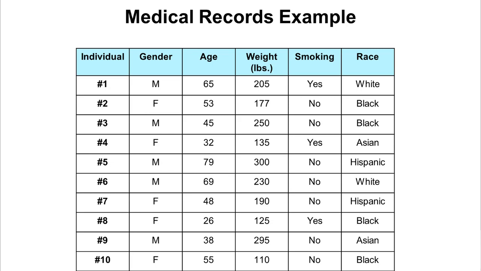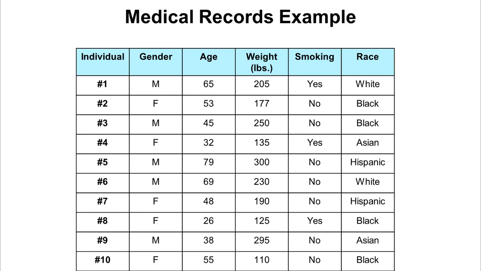Same thing applies with the person's weight. Those are numbers. Those numbers mean something. 110, I know, is less than 300. So numerical data, quantitative. Smoking, again, another dichotomous situation. It's either yes or no. Yes, that individual smokes, or no, that individual does not smoke. Dichotomous is always going to be categorical. You're categorizing whether or not the person smokes or not.